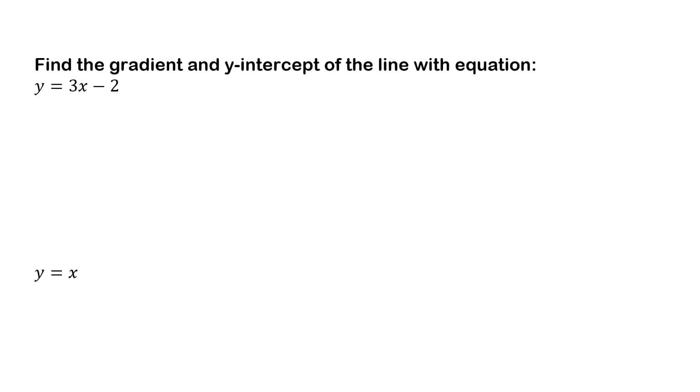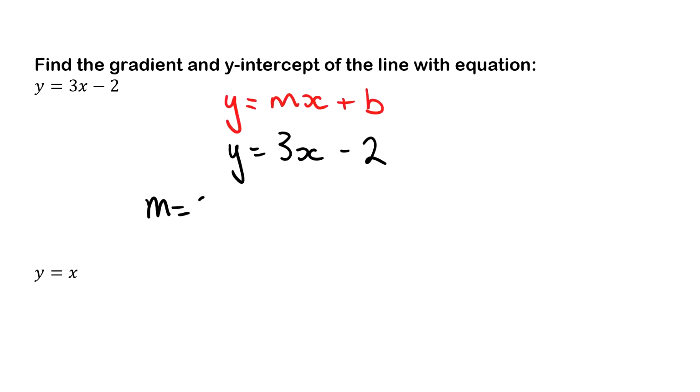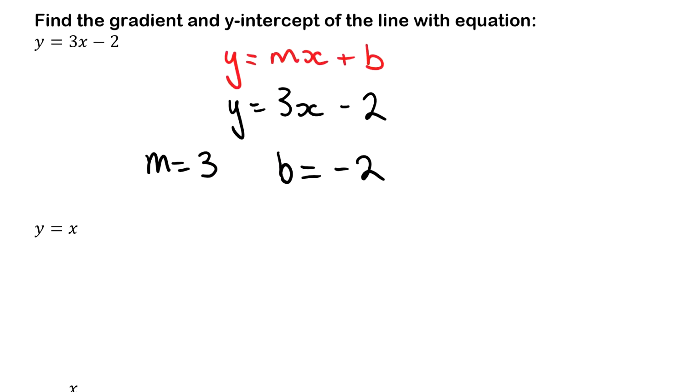The question asks us to find the gradient and the y-intercept of the line with equation y equals 3x minus 2. Y equals mx plus b. I am now going to write our given formula underneath it. Now that I can line them up, it's very easy to see what our gradient and what our y-intercept is. Remember, m is our gradient. In this case, m equals 3. And b is our y-intercept. In this case, b equals negative 2. The sign is included.